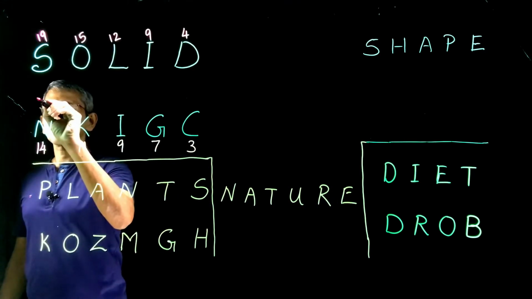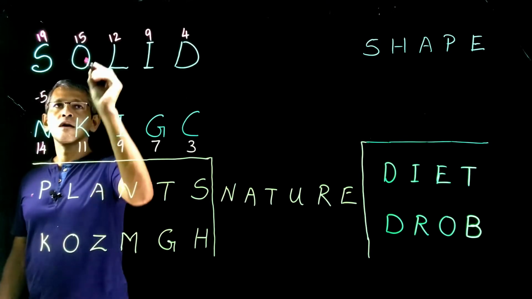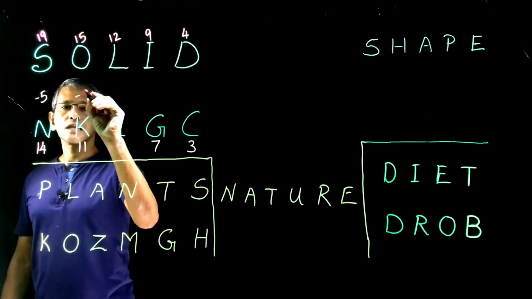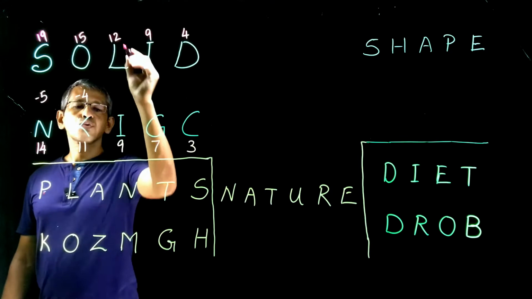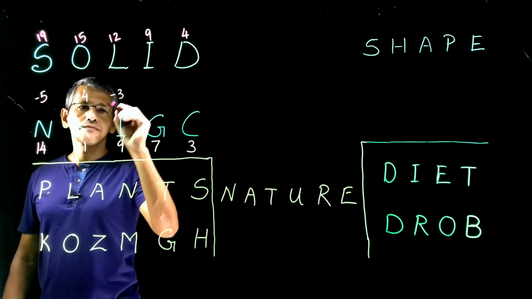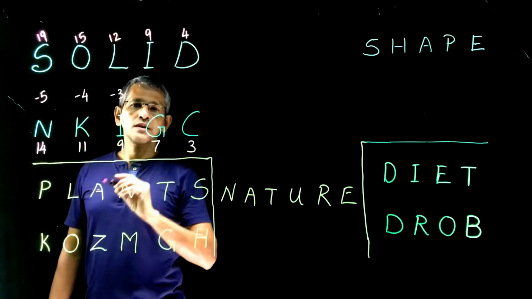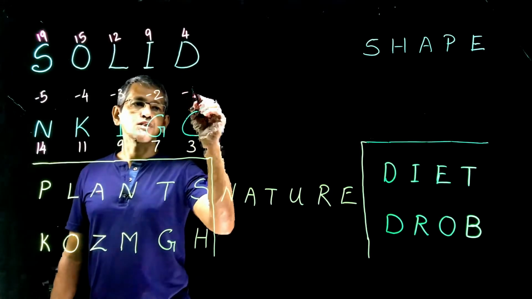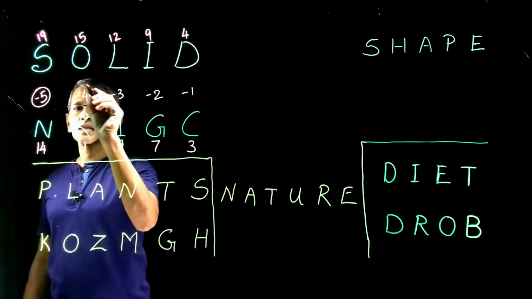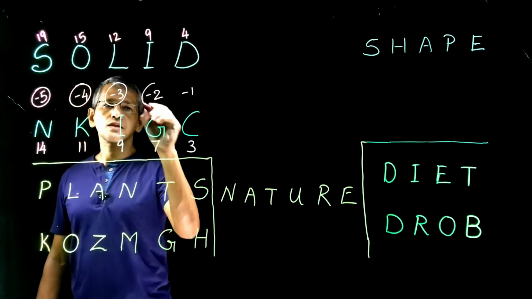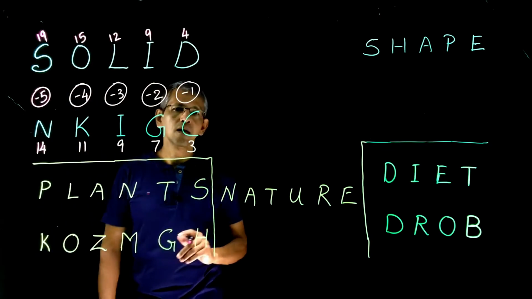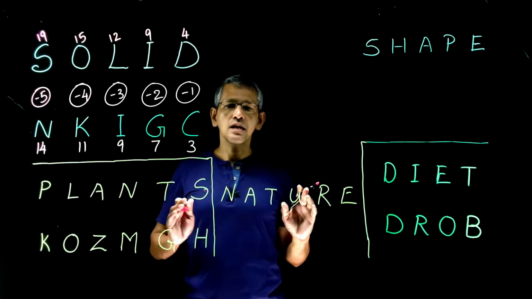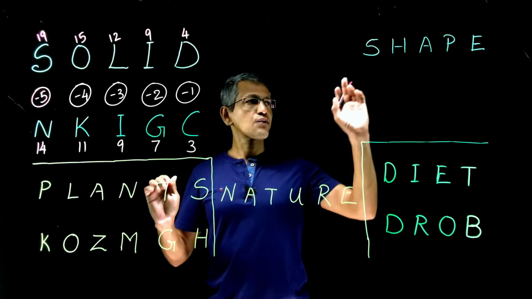Let's look at it. 19 to 14, the difference is minus 5. 15 and 11, minus 4. 12 and 9, minus 3. 9 and 7, minus 2. 4 and 3, minus 1. So the pattern we have is minus 5, minus 4, minus 3, minus 2, minus 1. Since we have a perfect pattern, let's go with the same pattern for shape.